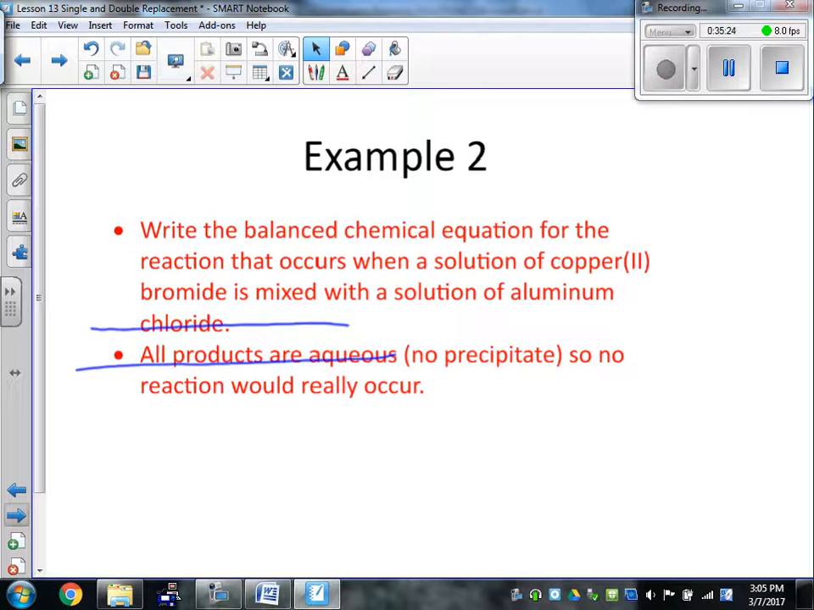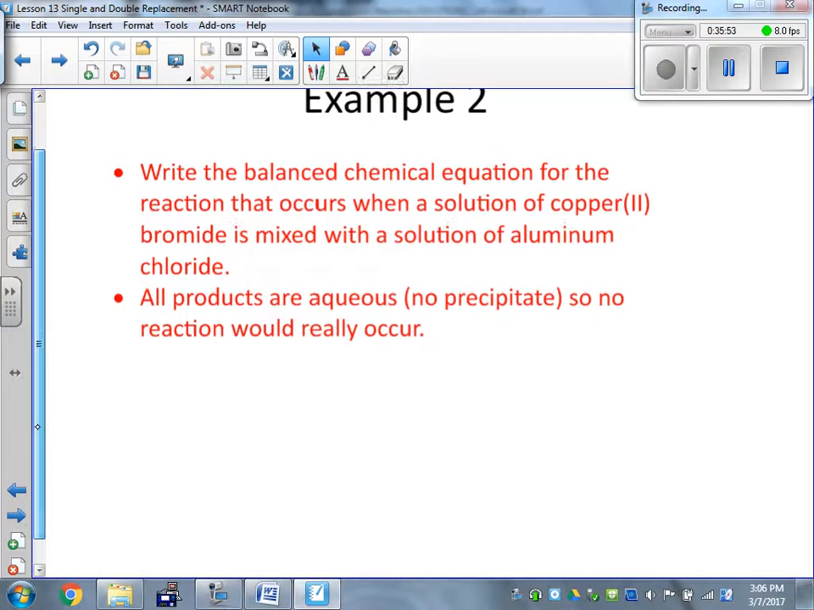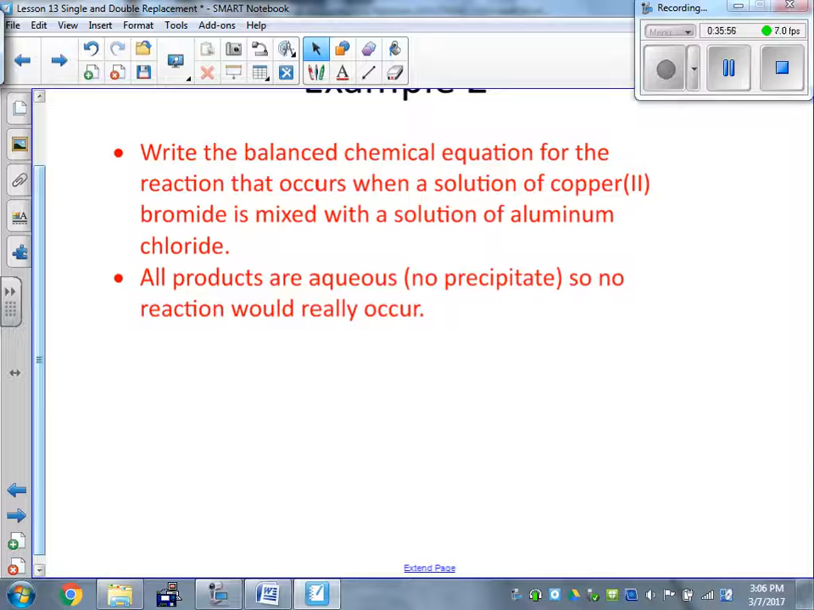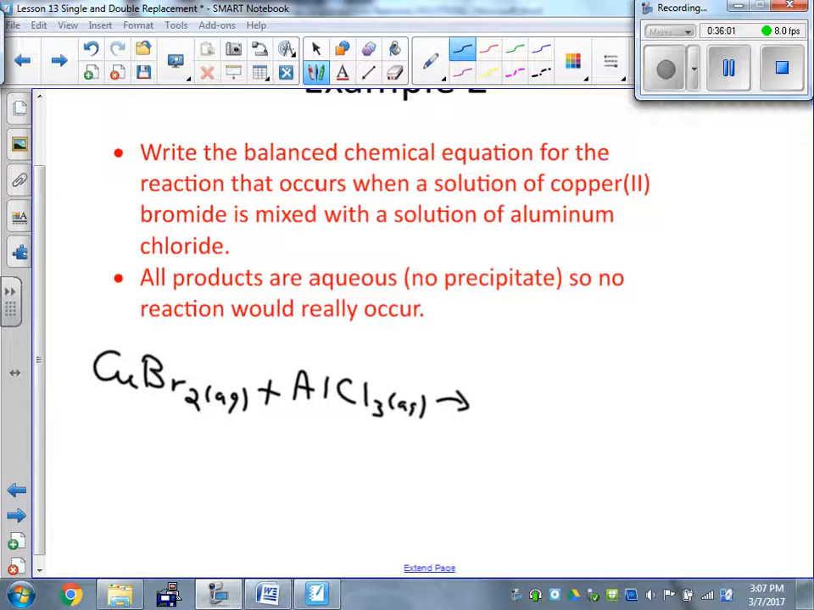Let's do this one here. This one here says write a balanced chemical equation for the reaction of copper 2 bromide and aluminum chloride. Okay. It says here all products are aqueous, so technically there's not really a reaction that takes place. However, we can still write out a balanced chemical equation, but really this probably would not take place. Okay. So copper 2 bromide, aluminum chloride.